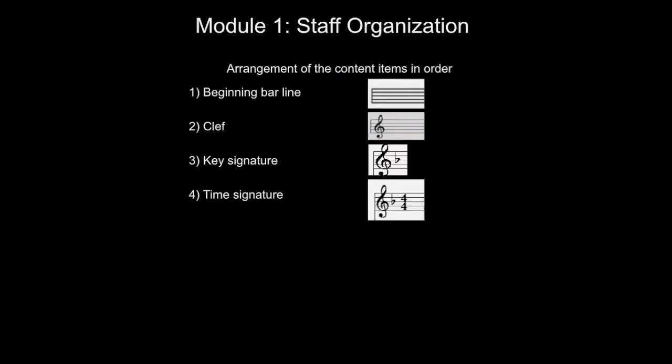First comes the beginning bar line, then the clef, followed by the key signature, and lastly, time signature. If you run out of space and need a second system, repeat the clef and key signature but not time signature. Time signature is written only at the beginning unless there is a change of meter during the piece.